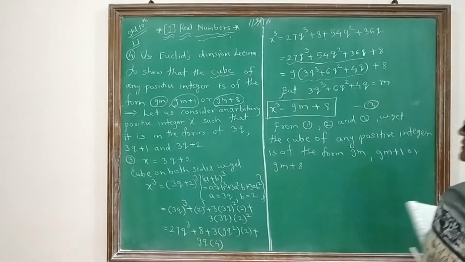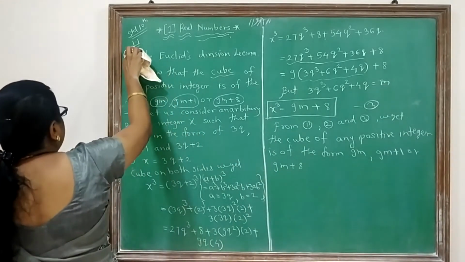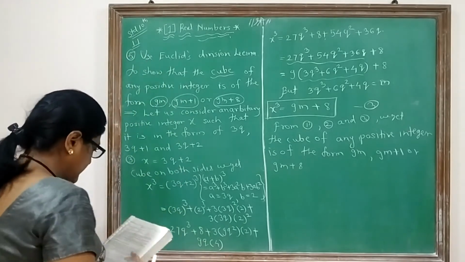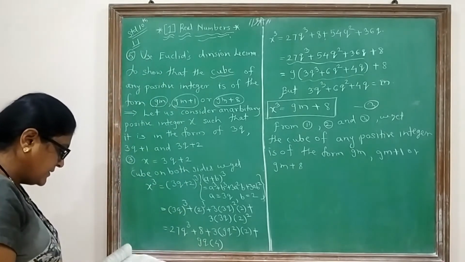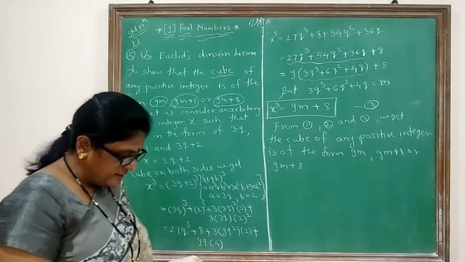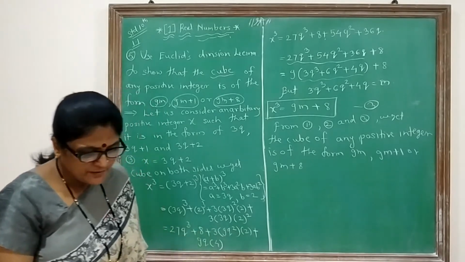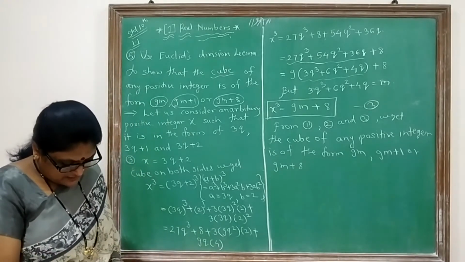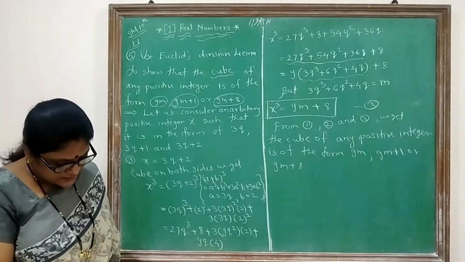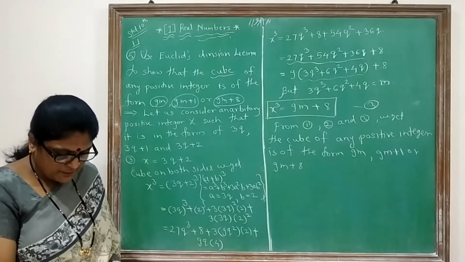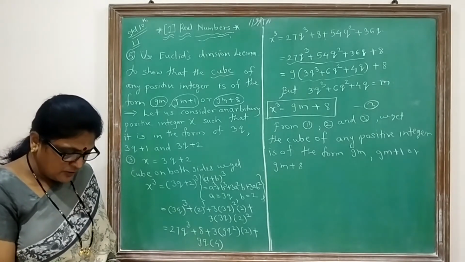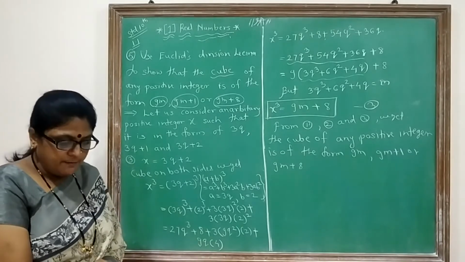Sorry, this is your fifth example, use Euclid's lemma. Then in your book, theorem 1.2 on page number 8, the fundamental theorem of arithmetic: every composite number can be expressed as a product of primes, and this factorization is unique apart from the order in which the prime factors occur.